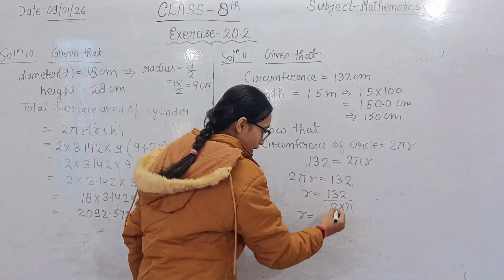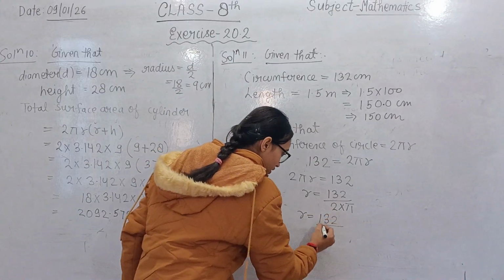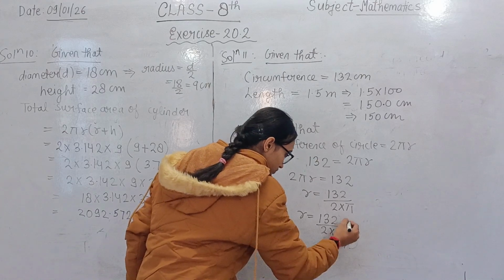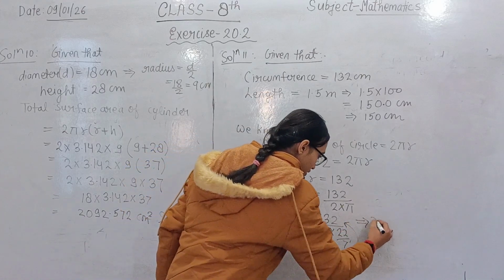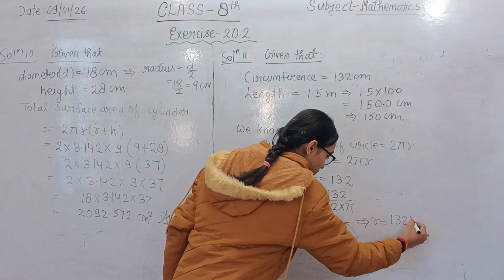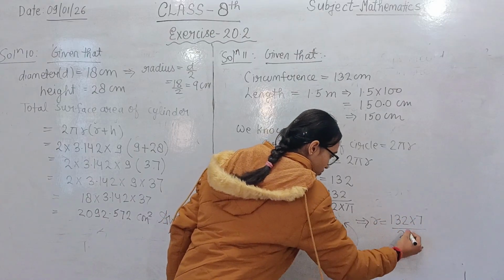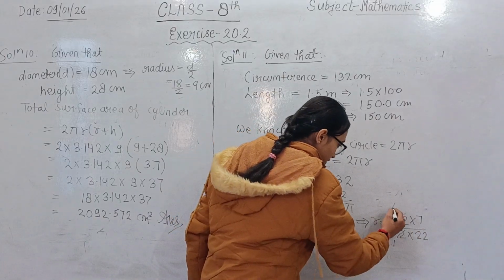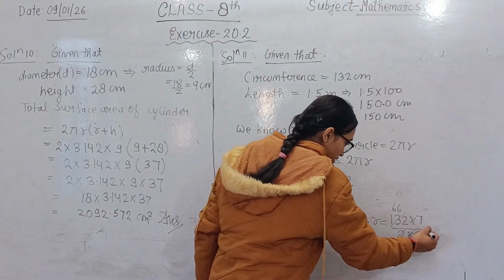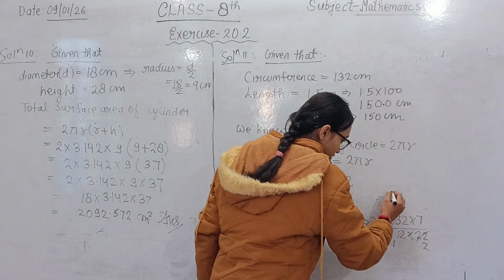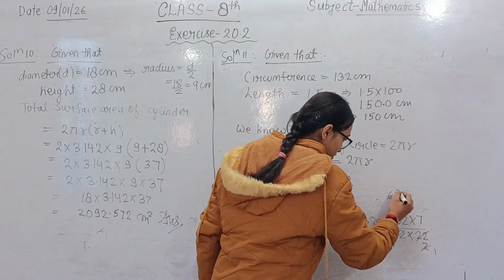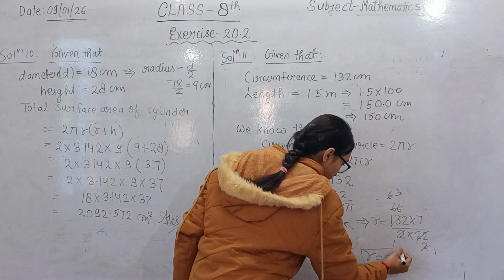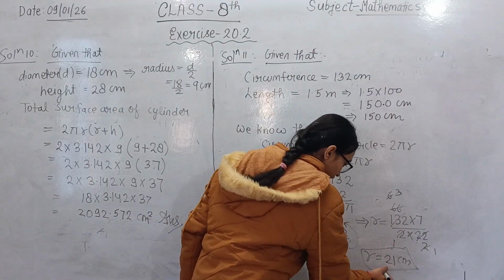Now here we will put the value of pi: r is equals to 132 upon 2 multiplied by 22 upon 7. This 7 will come here. So r is equals to 132 multiplied by 7 upon 2 multiplied by 22. So 2 ones are 2, 2 sixes are 12, 2 sixes are 12. 11 twos are 22, 11 sixes are 66, 2 ones are 2, 2 threes are 6. So r will be equal to 21, unit will be centimeter.